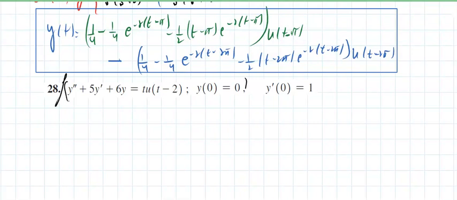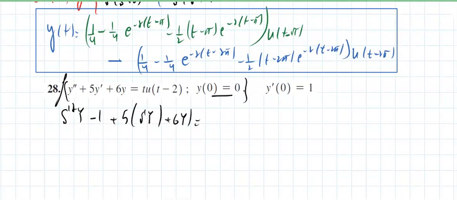Take the Laplace. That's going to be s squared Y minus, that's a 0, minus 1, plus 5 times sY minus 0 plus 6Y equaling. Now here I need to make this t minus 2 plus 2. So that's going to be t minus 2 u of t minus 2 plus 2u of t minus 2.